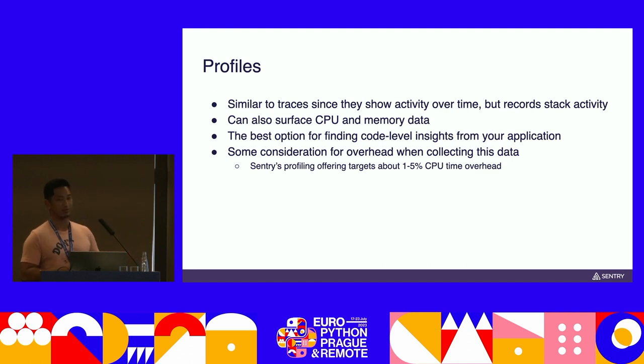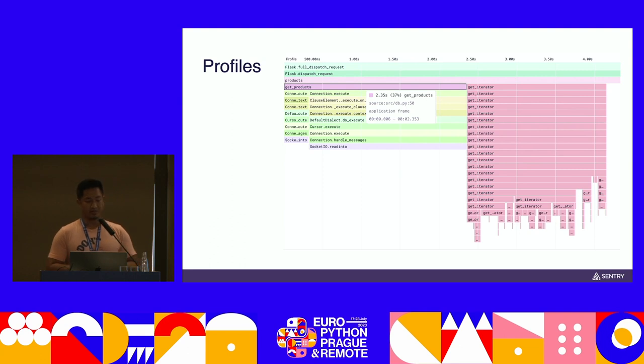Bear in mind, because we're digging deep into the code with profiles, there is some consideration on where we're going to be using these tools and how we're going to be using them. So the team that was working on the profiling stuff at Sentry, they try to keep a threshold of 1% to 5% CPU overhead. Now, that's something you need to determine is acceptable or not for your application, but it is seriously very, very powerful if you can dig as deep as that to find out your issues.